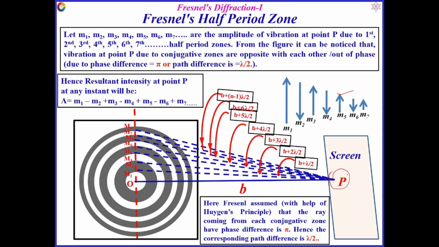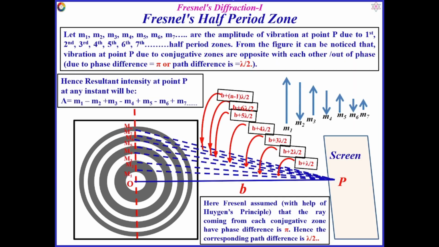And at point P, what is the resultant amplitude? This is the amplitude and direction of vibration due to the first half period zone. This is the amplitude and direction due to the second half period zone. This is the amplitude and direction due to the third half period zone, at the point P. So the resultant amplitude at point P will be M1 plus M2, but as M2 is in the reverse direction compared with M1, it will be written as minus M2, and M3 is along the same direction as M1, so plus M3, then minus M4 plus M5, and so on. These things we have already discussed.